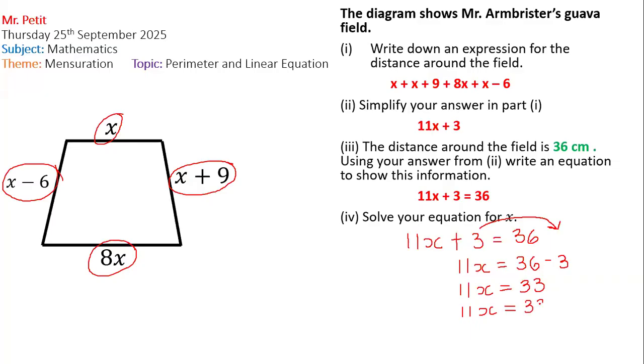So it's going to be 11x is equal to 33. I'm going to divide both sides by 11. Divide this by 11, divide this by 11. And that means this cancels out with that. So we have that x is equal to, what is 33 divided by 11? 3, very good. So x is equal to 3.